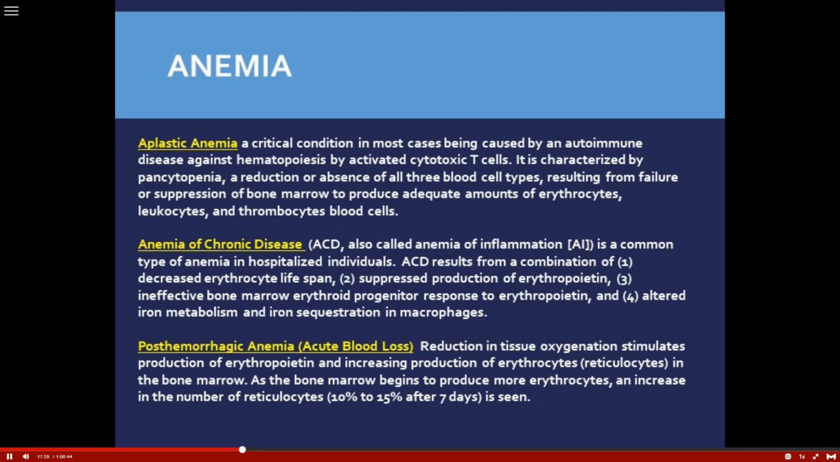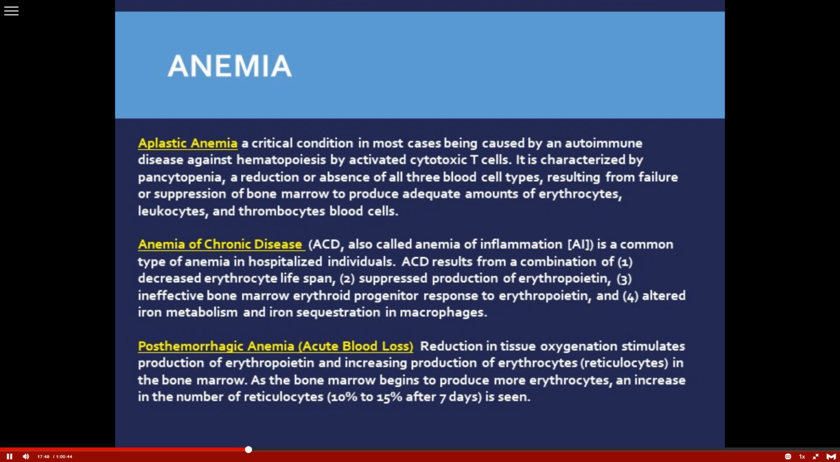The other kinds of causes could be suppressed production of erythropoietin. And I've already talked about chronic kidney failure. They're not producing that erythropoietin very well, or not at all. Other things such as altered iron metabolism and iron sequestration in macrophages.